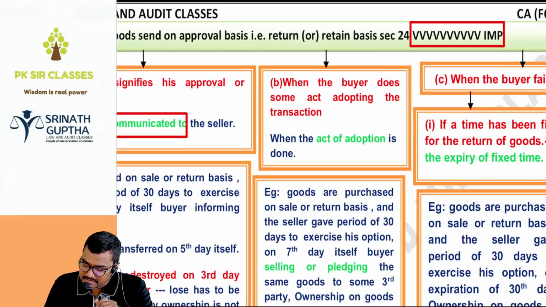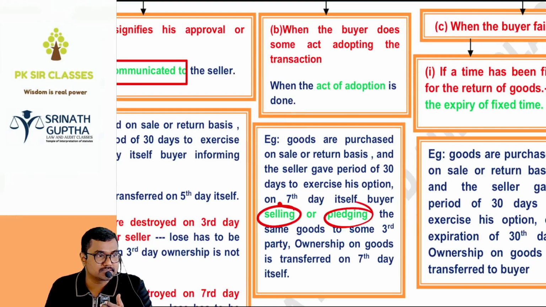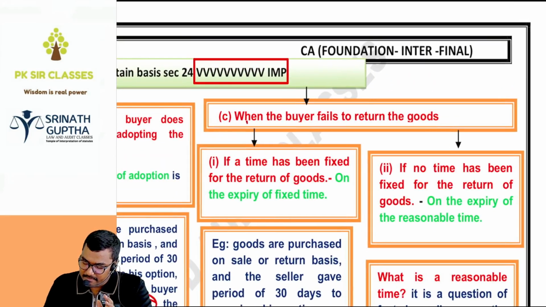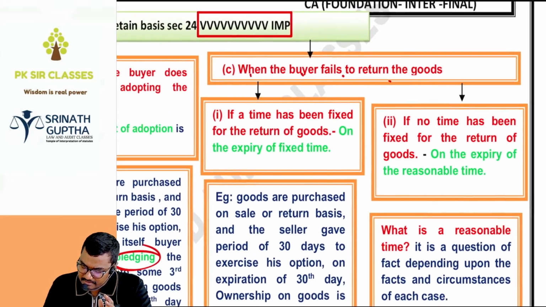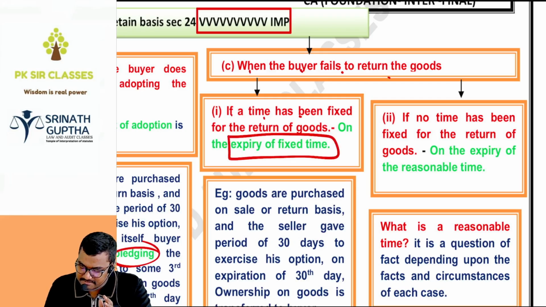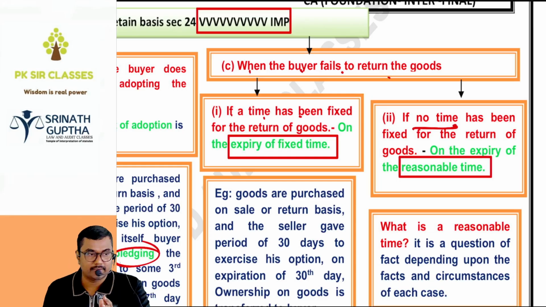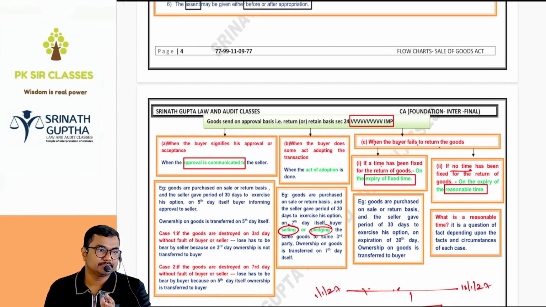Then, when the buyer does some act adopting the transaction, that means he is selling the goods, he is pledging the goods. Sahit is selling the goods, pledging the goods, changing the part of the bike. Yes or no? So ownership will be transferred. Otherwise, when the buyer fails to return the goods, if time has been fixed, on expiry of the specified time, 10 days. If time is not specified, on expiry of the reasonable time, ownership will be transferred. Clear? Everyone.